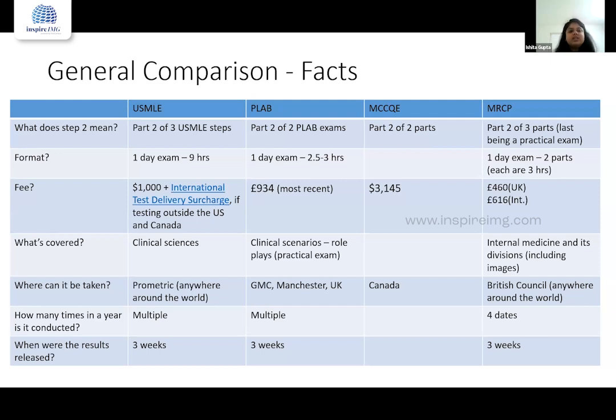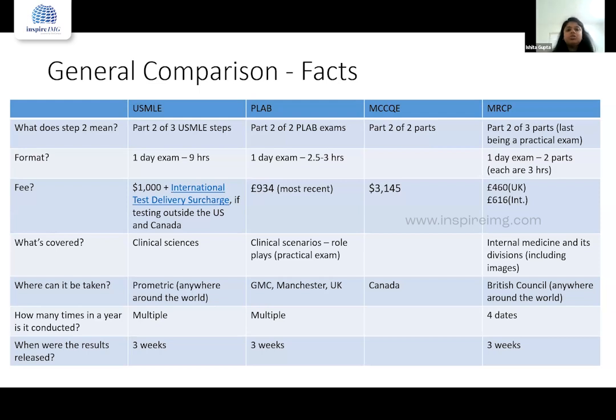The NAC-OSCE, that's the Canadian exam. Again, it's a practical exam. It's only taken in Canada. Now that, I think, has multiple centers. It's not only one center like the PLAB, not only Manchester. The NAC-OSCE, the MCCQE Part 2, the practical exam, has different centers. I remember seeing that Toronto itself had one or two maybe, and then there were other provinces, as they call it. Again, I've linked that website towards the end where you can read about it.